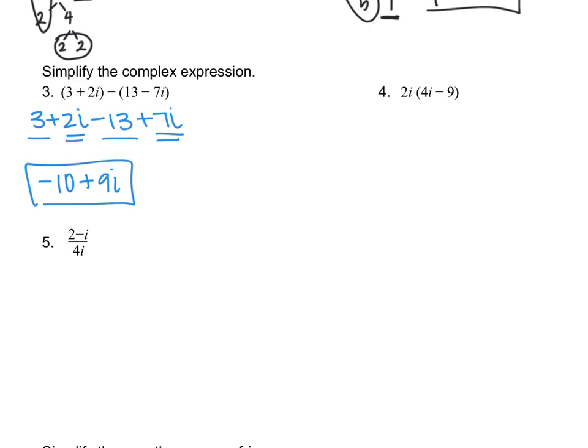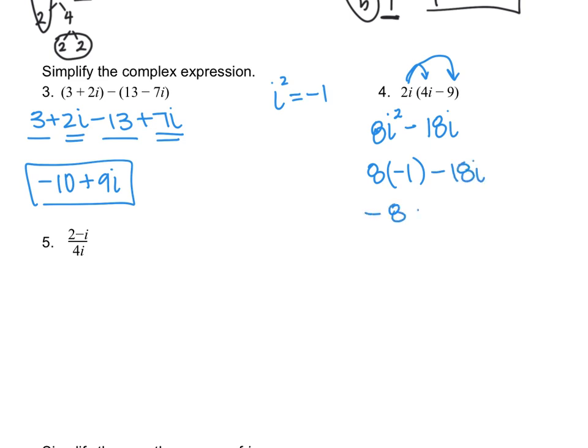Okay. In number 4, we're doing 2i times 4i minus 9. So we're going to distribute the 2i into the parentheses. So we get 8i squared minus 18i. And remember, i squared equals negative 1. So we get 8 times negative 1 minus 18i, which becomes negative 8 minus 18i.